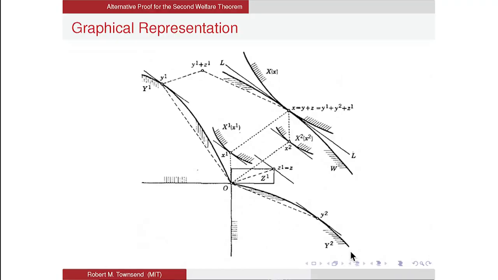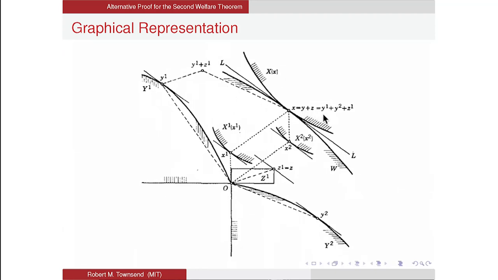Here's a picture of it. We've seen versions of this before. Here's one production set, here's another production set, here's the endowment somewhere here, I think it was. And so we add up the production sets and the endowments, and we get this sort of outer frontier. The point being, it's defining a convex set. Things on the frontier, but also interior. Any linear combinations of things in the interior is also in the interior.